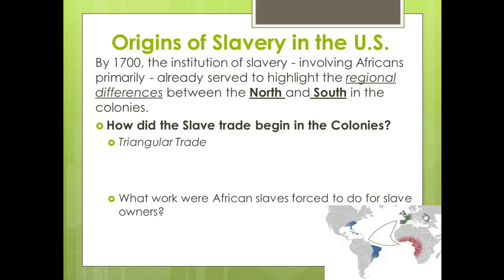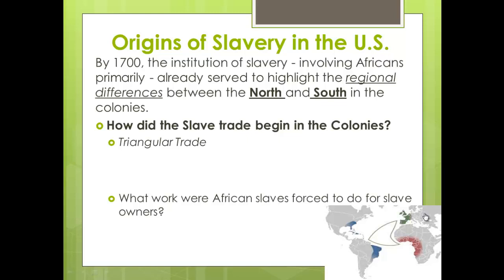So by 1700, the institution of slavery, involving Africans primarily, already served to highlight the regional differences between the North and South in the colonies. So that term regional, we're going to see slavery develop a lot more so in the South than in the North and really any other area of what will be America.